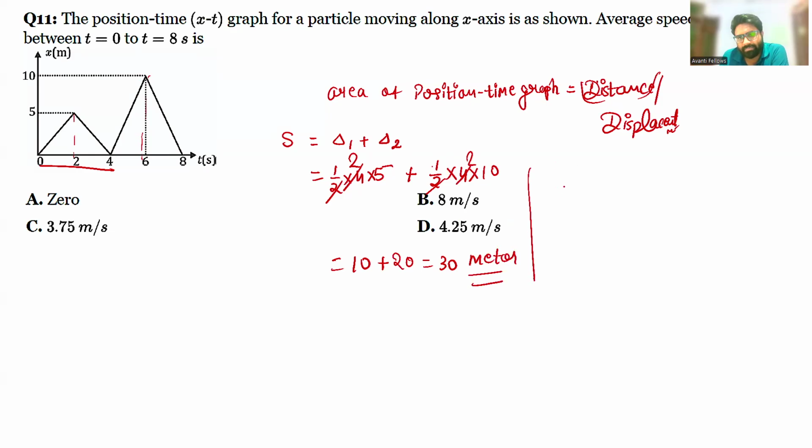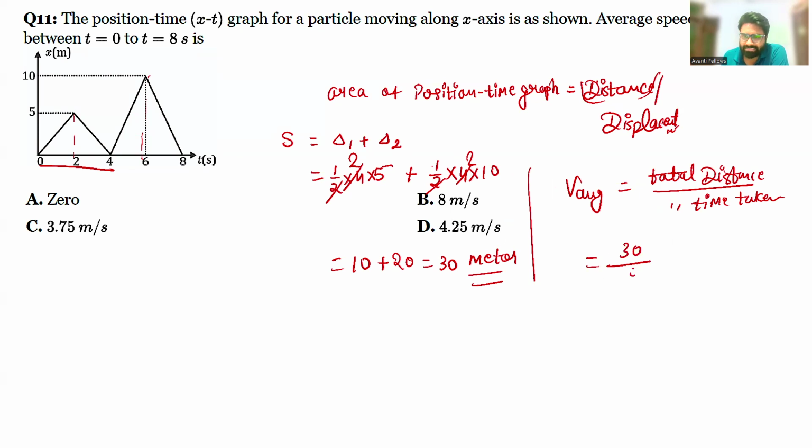So average speed will become total distance traveled divided by total time taken. Okay. Total distance is 30 meter and total time taken is 8 seconds. So from here you can say it is 15 by 4, which comes out to be 3.75 meter per second. Option C is the correct answer.